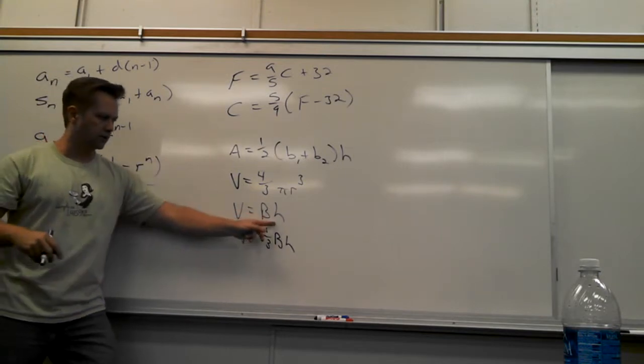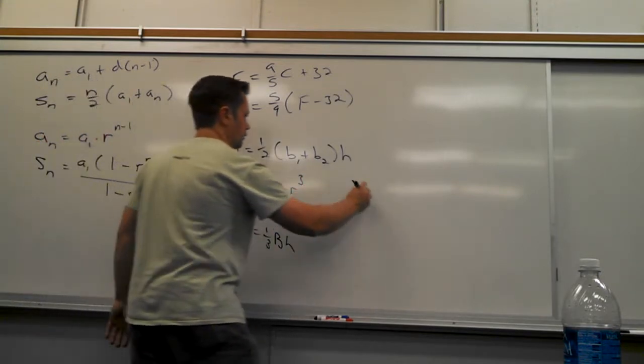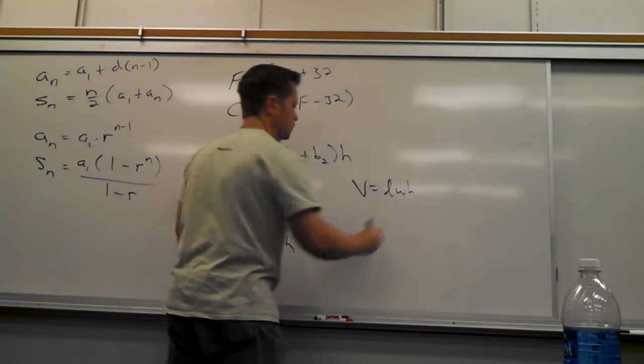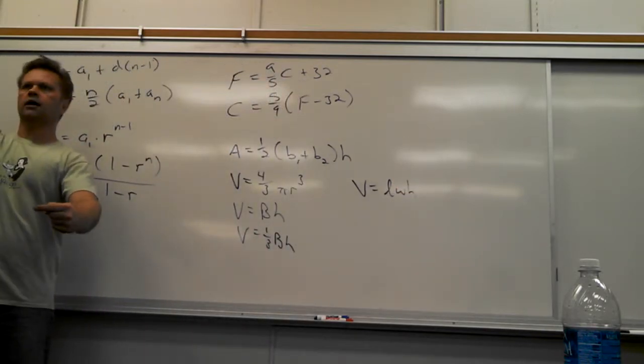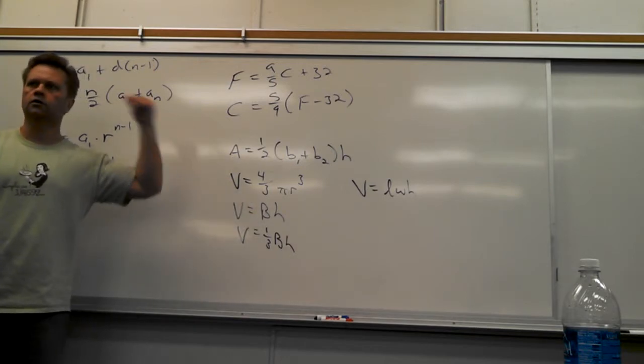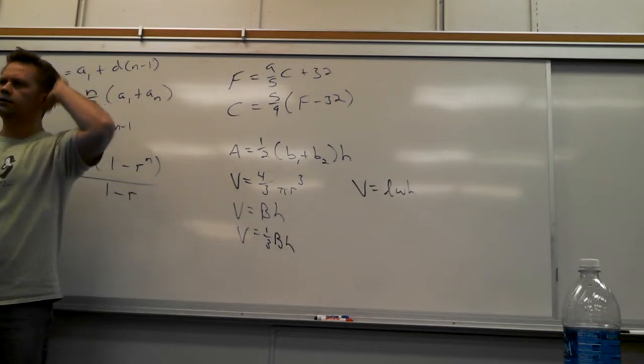You do the area of the base times the height, right? So for a rectangular solid, is this length times width times height, right? Well, what's the area of the base? Length times width times the height. That formula always works. What about for a cylinder?